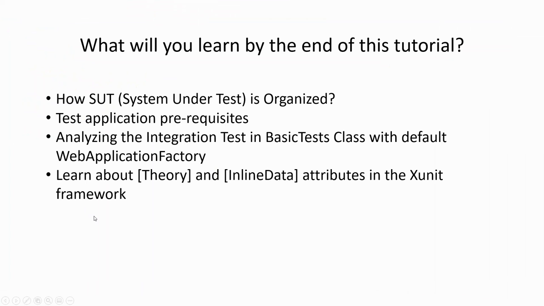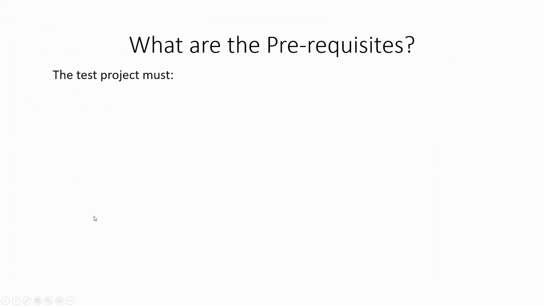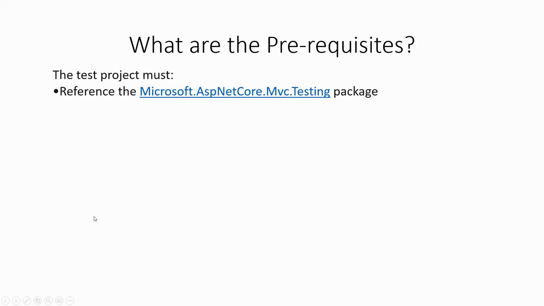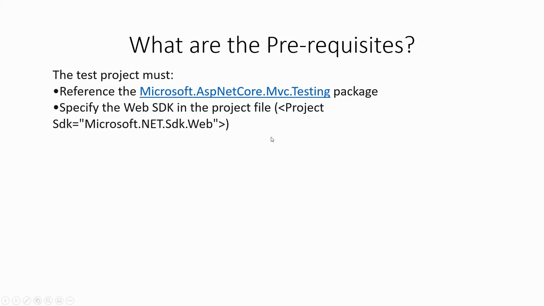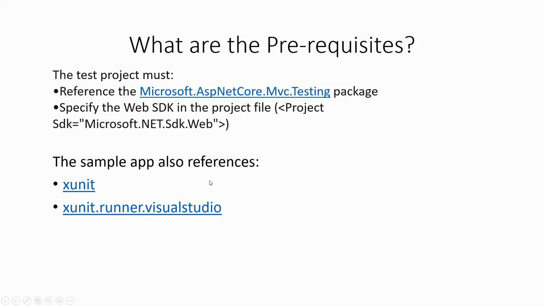And learn about what the test project must reference. There are a few references that the project file should have. These are the NuGet packages. It should reference the Microsoft.AspNetCore.Mvc.Testing package and specify the Web SDK in the project file. Okay, and this sample app also references xunit, xunit.runner.visualstudio and AngleSharp, which is an HTML DOM parser.